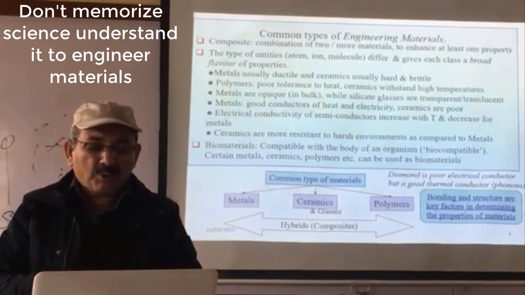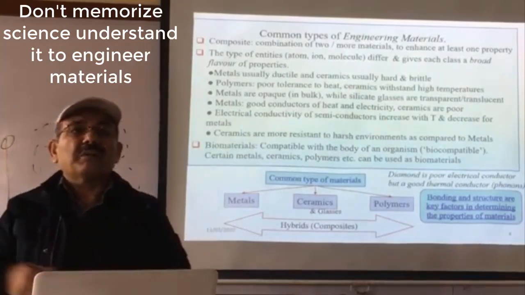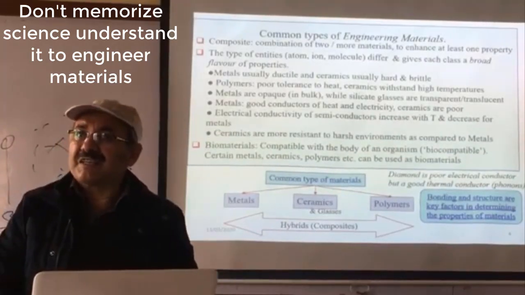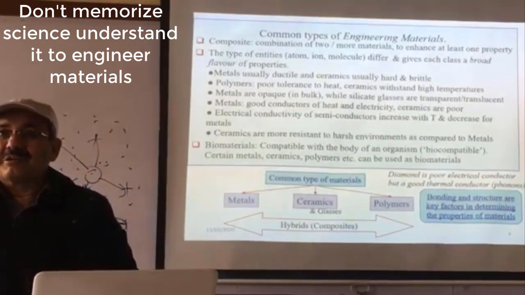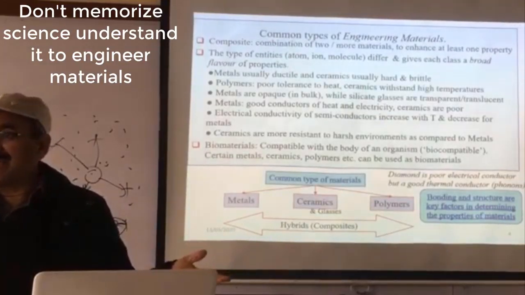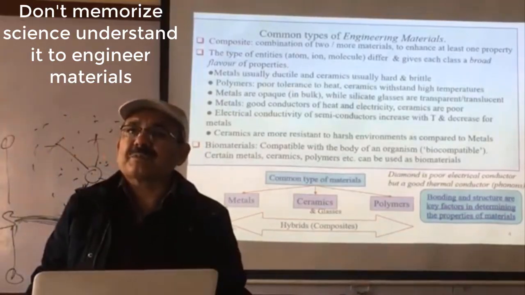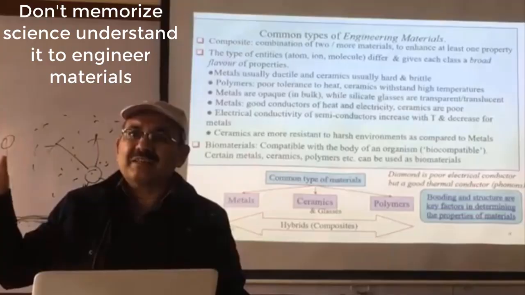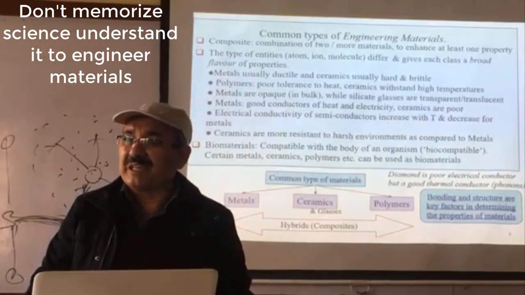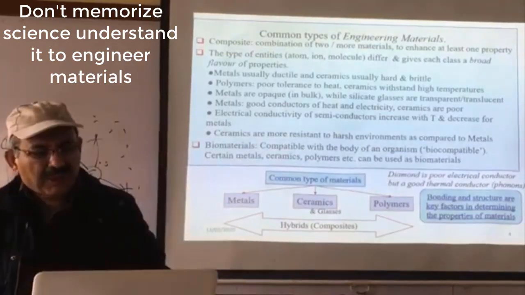Ceramics are more resistant to harsh environments, while metals are not. You leave a spoon inside the room, if it is not stainless steel, it will be rusted in a few hours, in a couple of days. But a ceramic material lives for thousands of years, they are still there, they are resistant to harsh environments. You see it in prehistoric buildings, the ceramic bricks and different things.